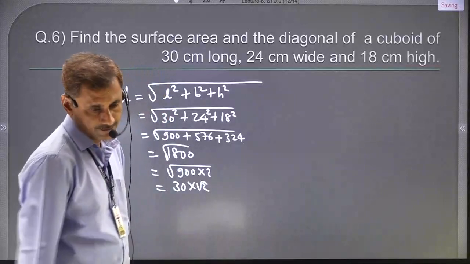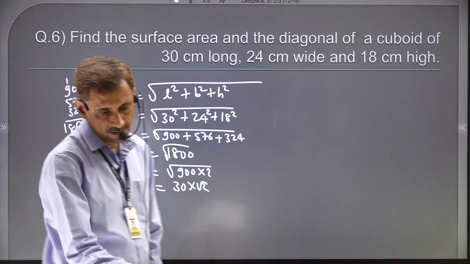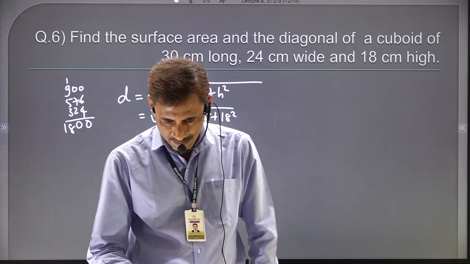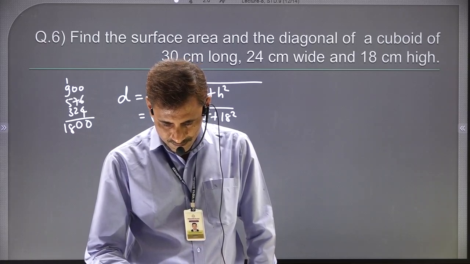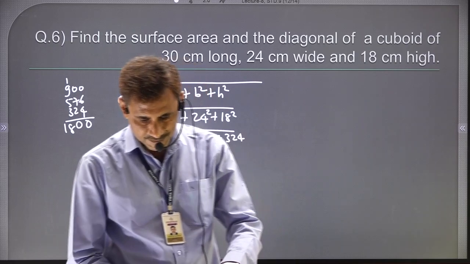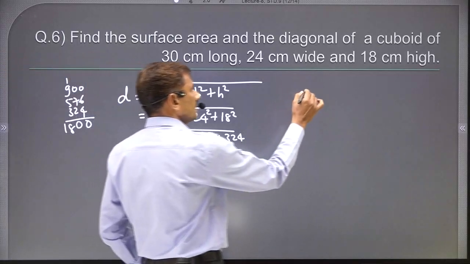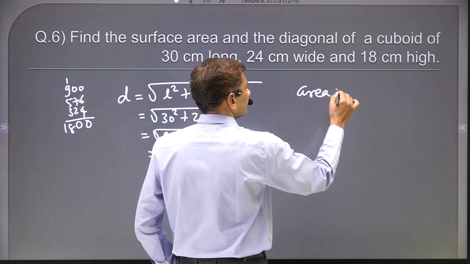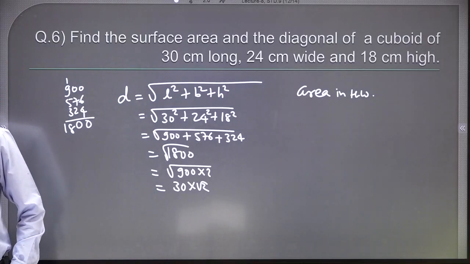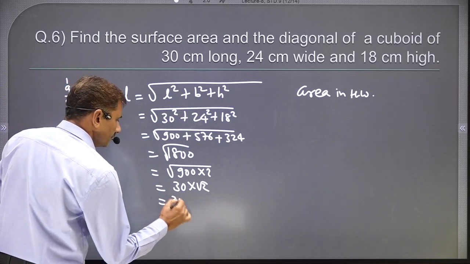Okay, let's verify once. 7. Sorry, I have taken the measurement from 30, 24, 18. Okay, it's right. Area is also asked. So the area I am saying is in homework. Understand, the area is in homework. Just the diagonal I am finding here. Okay, so 30 into 1.41.